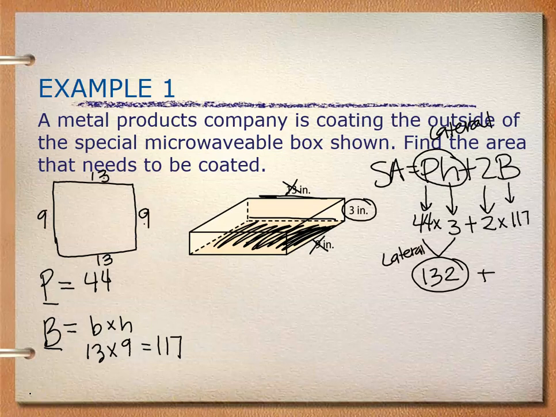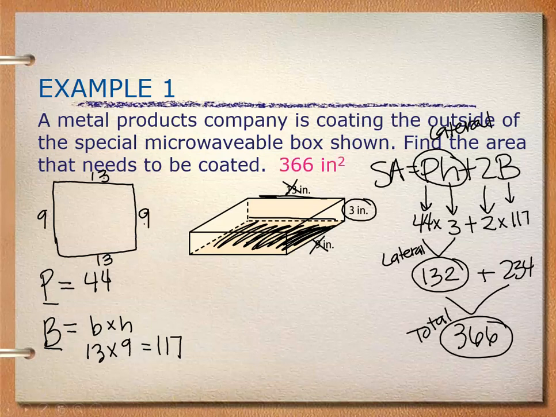So this first part, just like before, is your lateral surface area. So 44 times 3, 132. So this first part is your lateral surface area. So plus 234, and then you add them together. 366, so this is my total surface area. Alright, so hopefully you kind of understood that. If not, you can go ahead and rewind or go back to the video and watch it again.